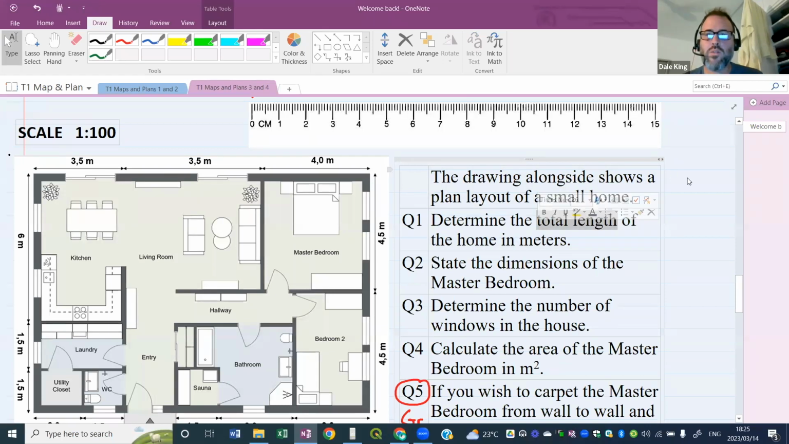Okay, I see where the confusion is coming in. The total length that the question is referring to here is just the length of the house. Maybe the word total got you guys to start adding everything up. I've got the word total there because you need to add something up, but I just want the length of the house. Just the length, not the perimeter of the house.